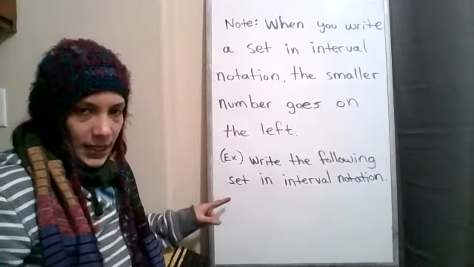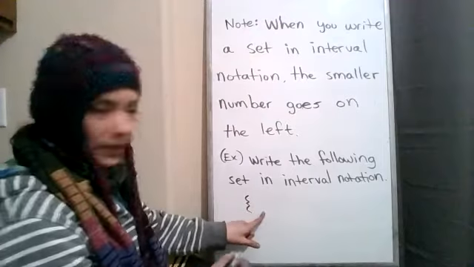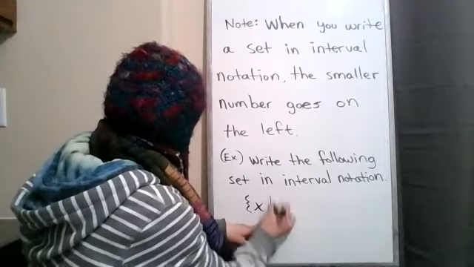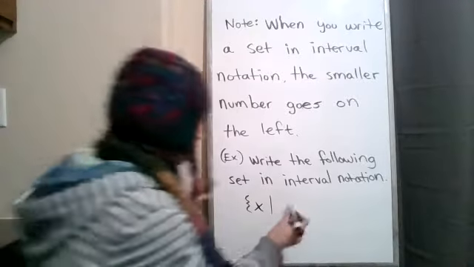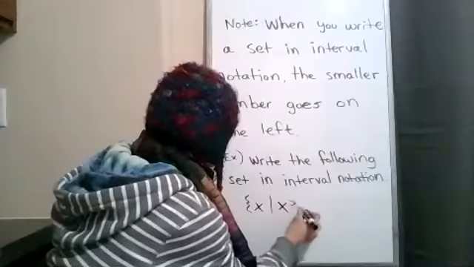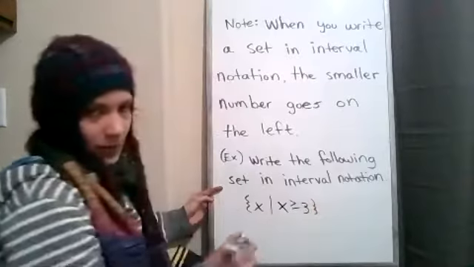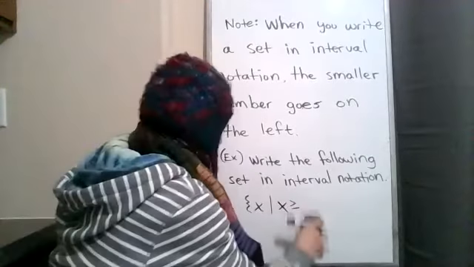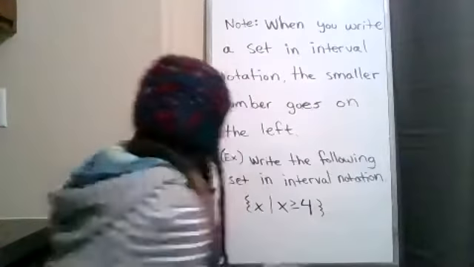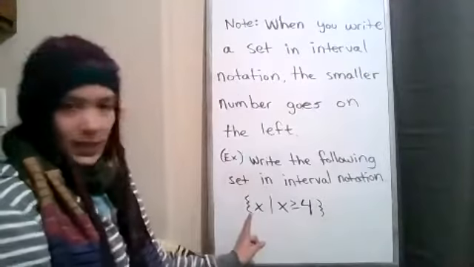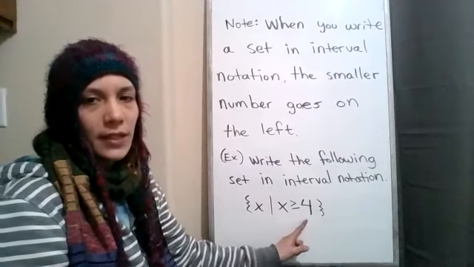I have this set, so the curly bracket starts your set. You have your x values such that x is greater than or equal to 4. So again, the set of x such that x is greater than or equal to 4, and then close the set.